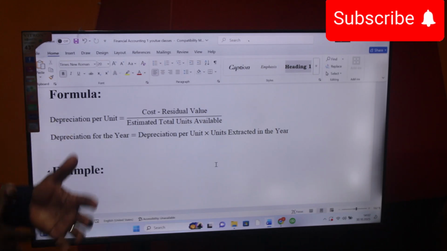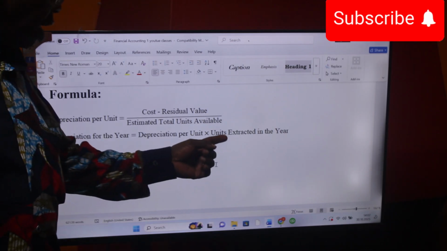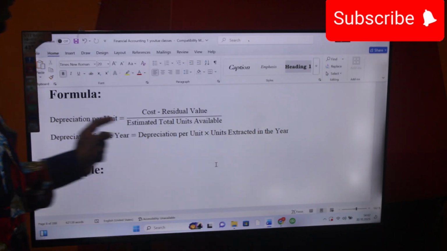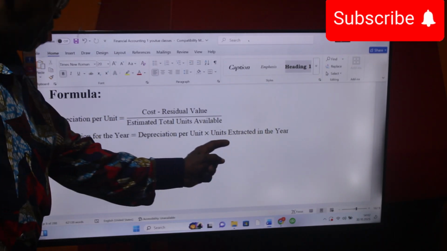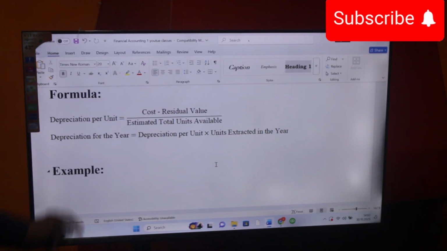Now, after you have done the extraction, you get the units extracted in the year using this formula, and then you multiply by the depreciation per unit, and you get the depreciation expense for the year.